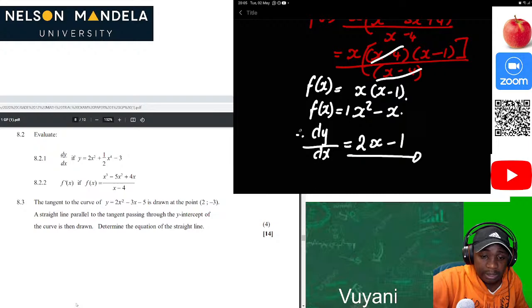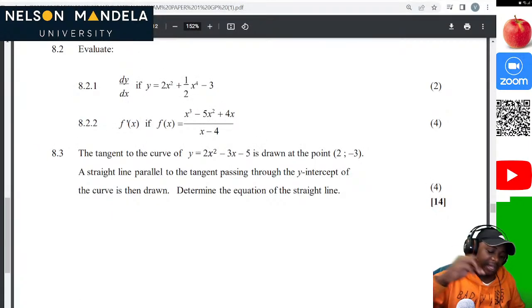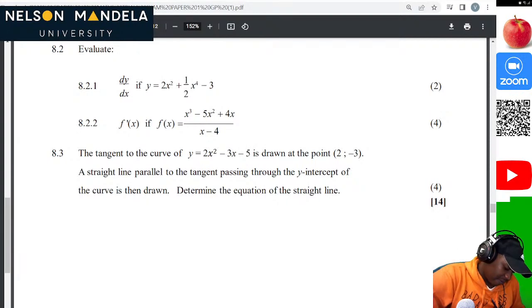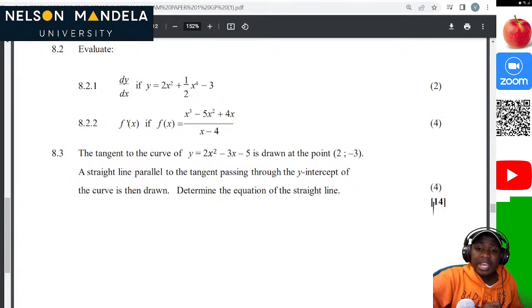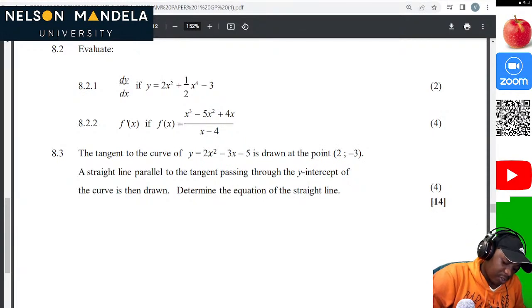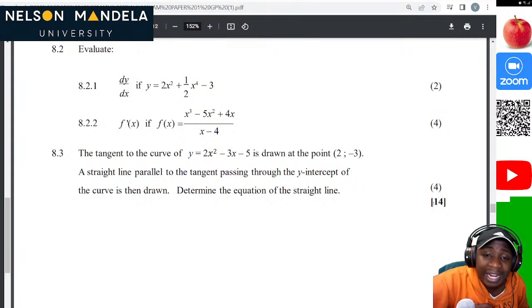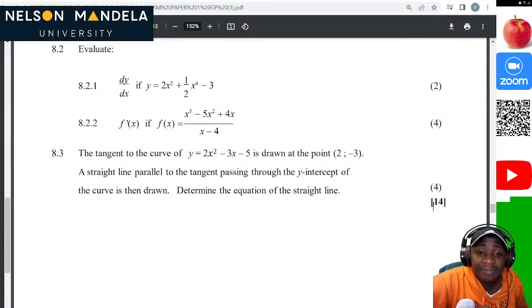Let's do 8.3. Let's read it together so that it can be interesting. The tangent to the curve of y equal to 2x squared minus 3x minus 5 is drawn at the point (2, -3). Then a straight line parallel to the tangent passes through the y-intercept of the curve. Determine the equation of the straight line.